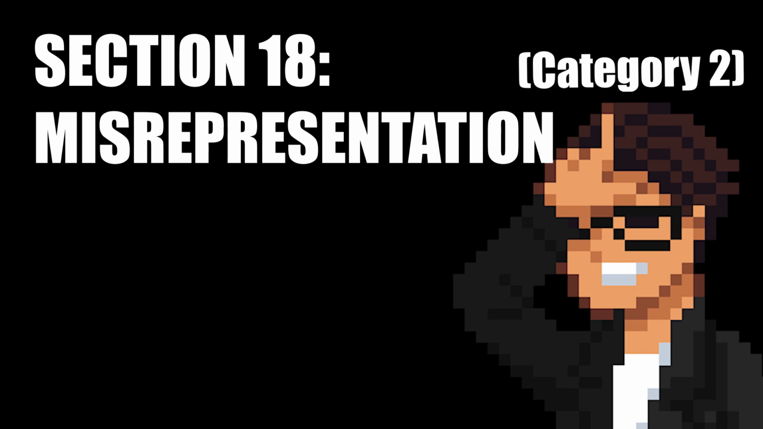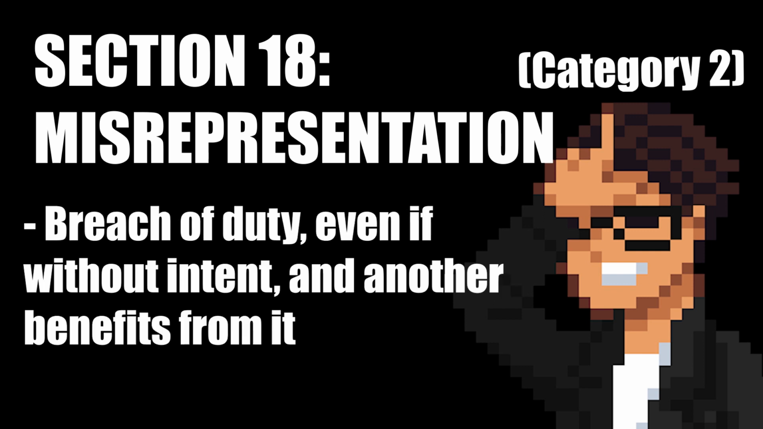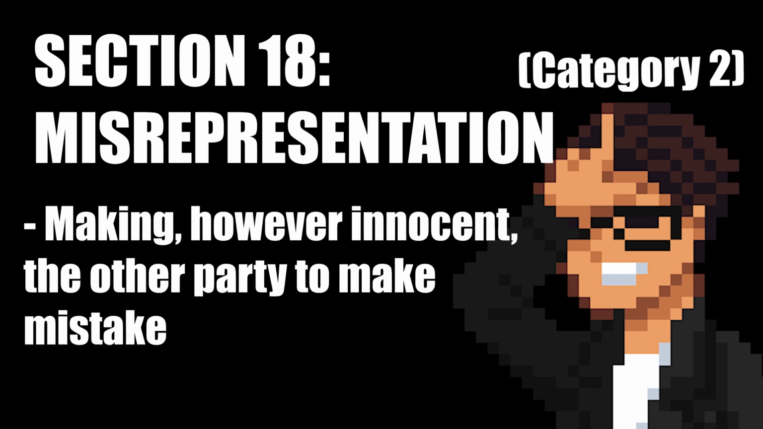And the last section in this category, section 18. So just like section 17, which was fraud, section 18 speaks of misrepresentation. Now there is no direct definition, and it's basically divided into 3 circumstances. Circumstance number 1, you make something appear as if it's true and the other person just believes it. Circumstance number 2, there is a breach of duty even if there's no intention to deceive, but the person gains an advantage. And lastly, causing, regardless of how innocent you may be, the other party to make mistakes on the subject of the contract.